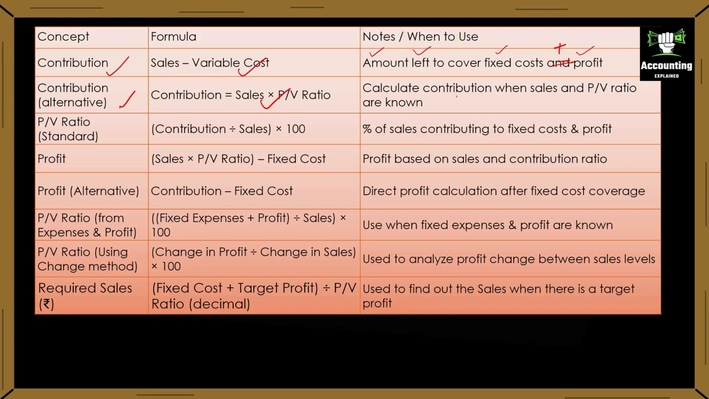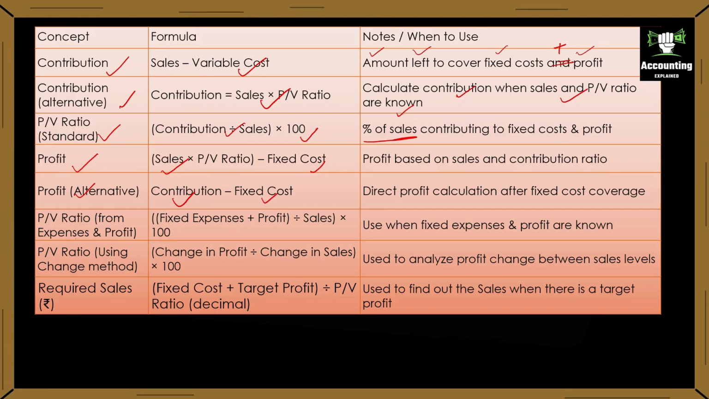Here we are going to calculate contribution when sales and P by V ratio are given. P by V ratio standard formula is contribution divided by sales into 100. So this is calculated as a percentage of sales. Profit: sales into P by V ratio, first you find out and deduct the fixed cost from that amount, you get the profit. Profit, alternative way of finding is contribution minus fixed cost.